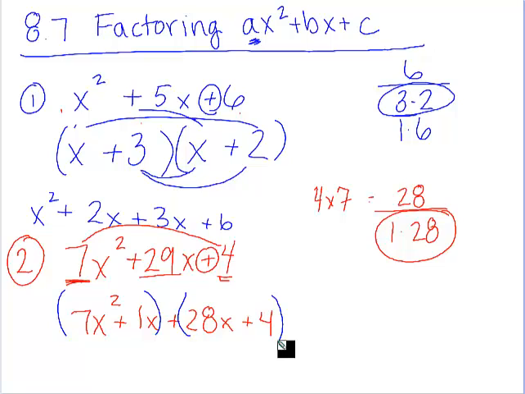And then who remembers what we do with grouping after we do that? The opposite of distributing. Take it out. So the greatest common factor. So what's the greatest common factor between 7x squared and a 1x? 1, and how about any variables in common? X. So we'll take out a 1x. And then we are left with what? Yeah, 7x plus 1.